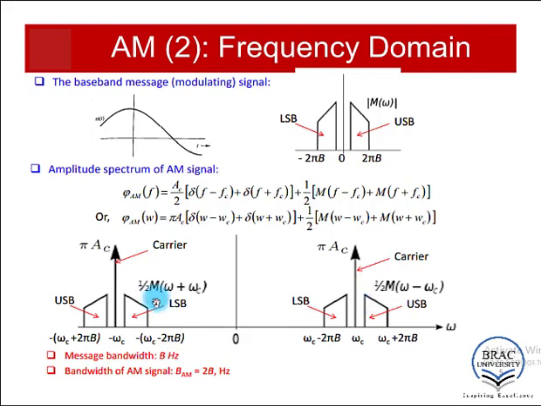So previously, if the bandwidth was just B hertz, or in the omega domain 2 pi B, now the bandwidth is double of that. In the omega domain, now the bandwidth is actually 4 pi B, because it is ranging from omega c minus 2 pi B to omega c plus 2 pi B. So the whole range is 4 pi B. So in the frequency domain, the message bandwidth is B hertz and the AM signal bandwidth is 2B hertz.